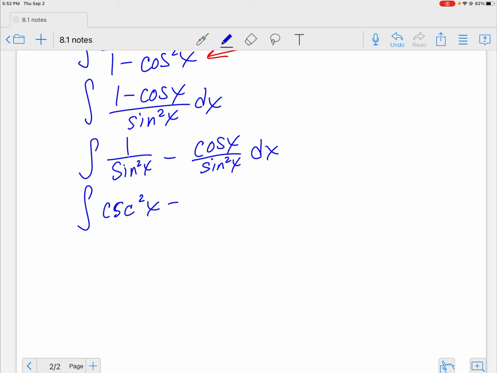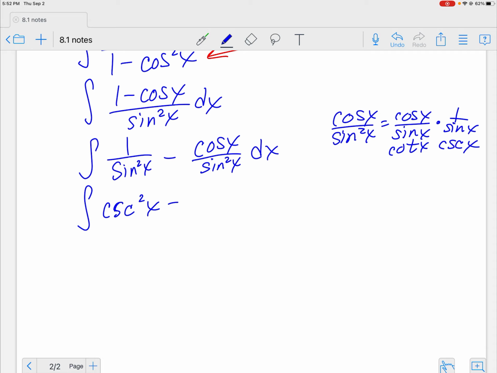If I split off one of these cosines like that, right? A cosine with a sine and then one sine that's left over by itself. That's going to give me my cotangent cosecant. And that's awesome too, isn't it? Because that's also an antiderivative.